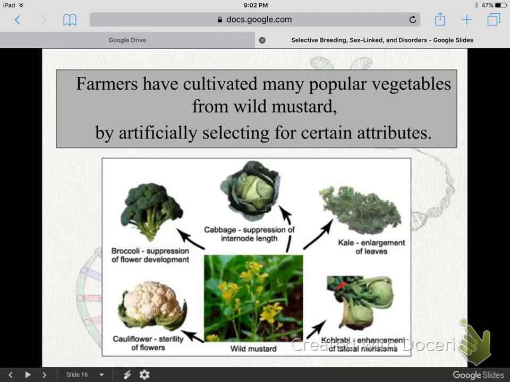So cauliflower shows sterility of flowers. Broccoli shows the suppression of flower development. Cabbage, suppression of internode length. Kale, enlargement of leaves to make those leaves larger and fuller. And the last one is to enhance the lateral meristem, so to make them longer. Okay, so all of this is done from one wild mustard and then selectively breeding for specific attributes.